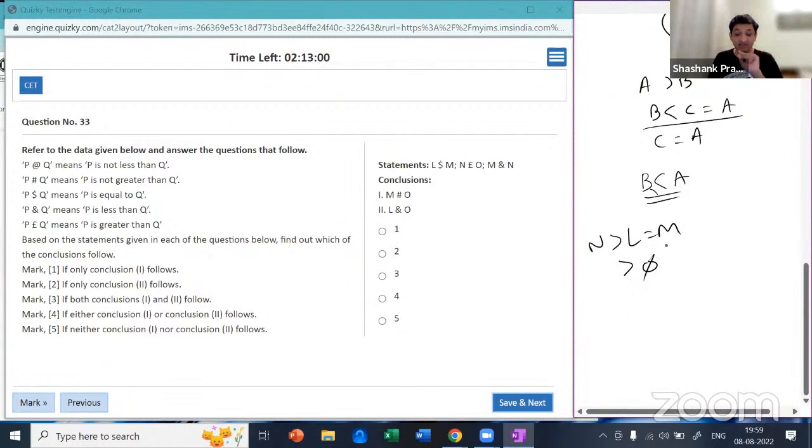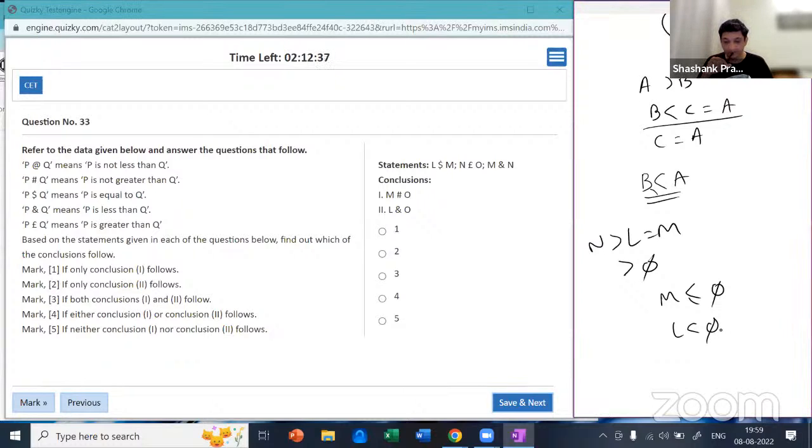Now we don't know the relation between L and O. So M and O, L and O we will not be able to establish. But together, let's see if something can be established. M hash O is M is not greater than O. So M is less than or equal to O. And L and O का मतलब क्या हो गया? L is less than O. So individually, definitely they will not follow. Either it is less than O or less than or equal to O. M can be greater than O as well, by the way. Yeah, M can be greater than O as well. So neither conclusion follows. I think it should be 5.